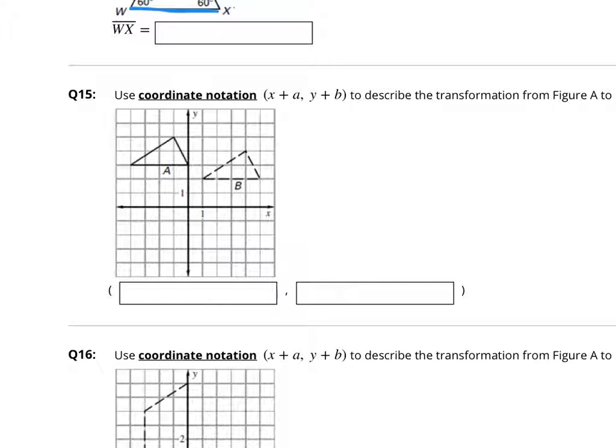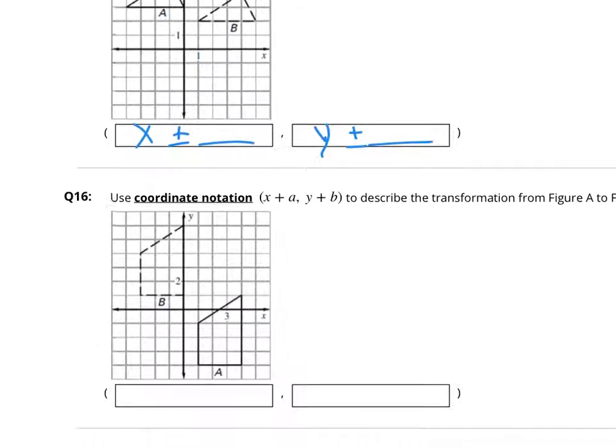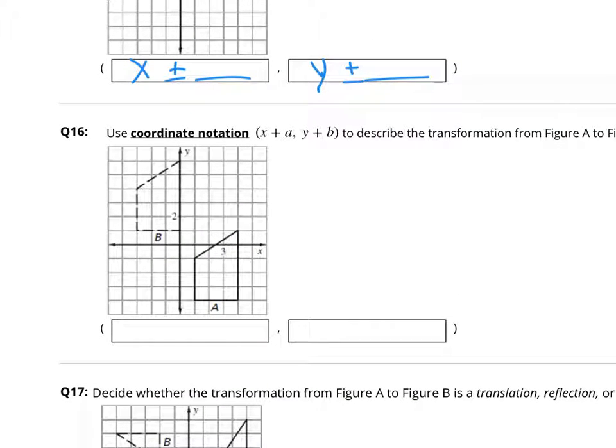15 and 16, both of these are talking about coordinate notation. So basically, if you move from this point on a figure over and down, so that you're going to start off with x, and is either plus or minus. So plus or minus what? How many units? And this would be y plus or minus how many units? Okay. Same way with number 16. All right, you're going to do it the exact same way as we did up here in 15.